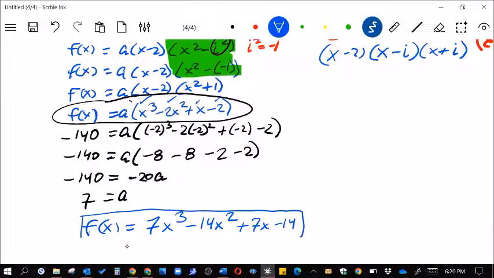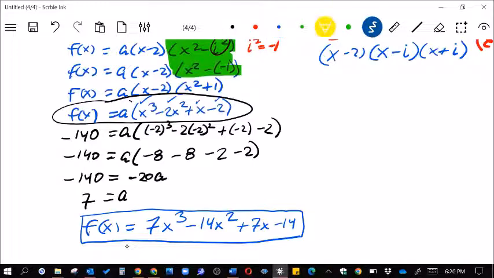And so that is the polynomial that we get when, in this case, we have 2 and i as two of the three solutions for it. And the i means we also have a negative i to work with.